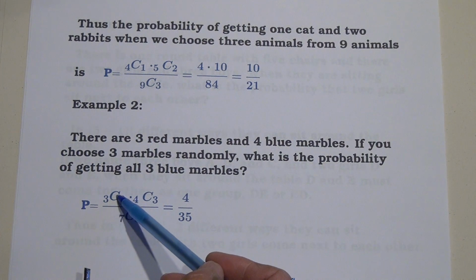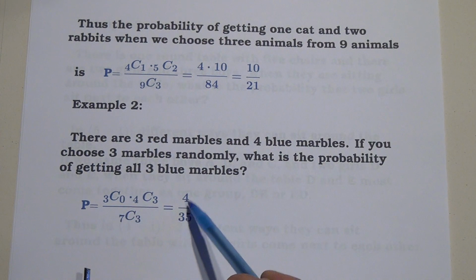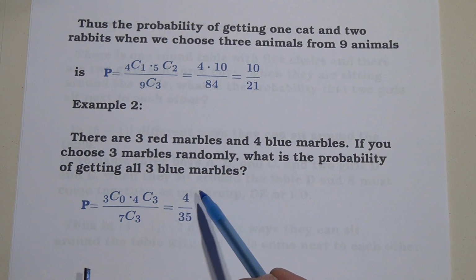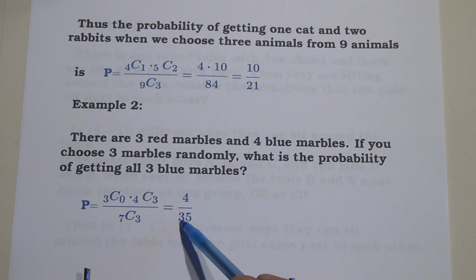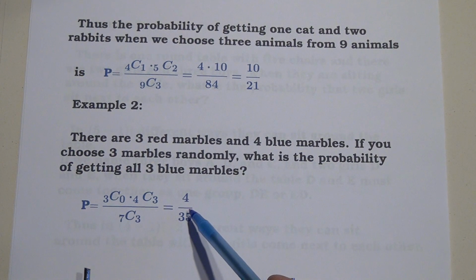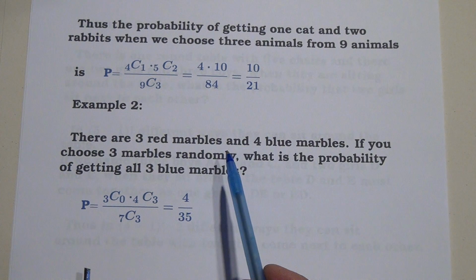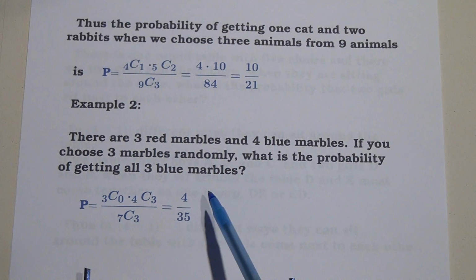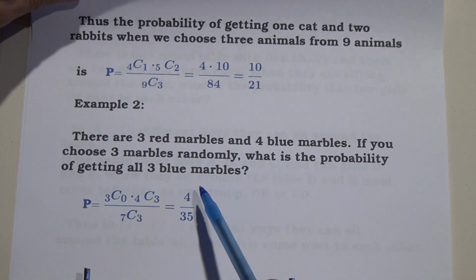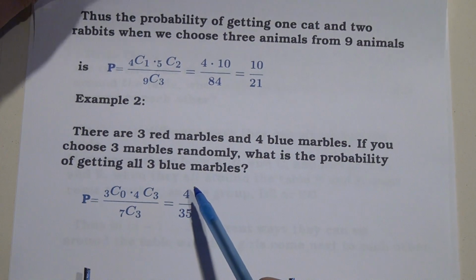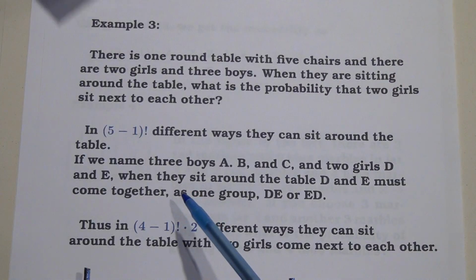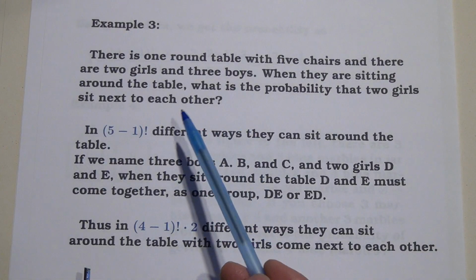So calculation wise, 3C0 is 1, 4C3 is 4. 7C3, if you calculate, comes out 35. So the probability will be 4 over 35. If you calculate, maybe approximately 12 point something, or like 13%, somewhere around here. You just use a calculator if they ask you for percent. Or sometimes you can answer with a fraction like this.